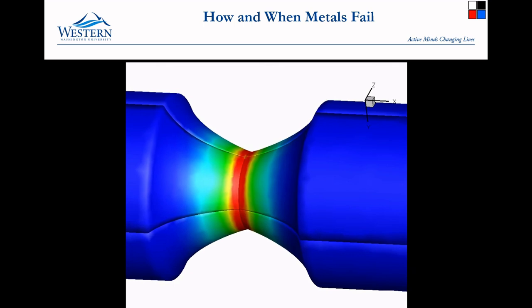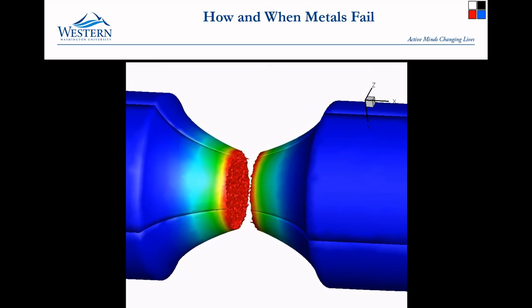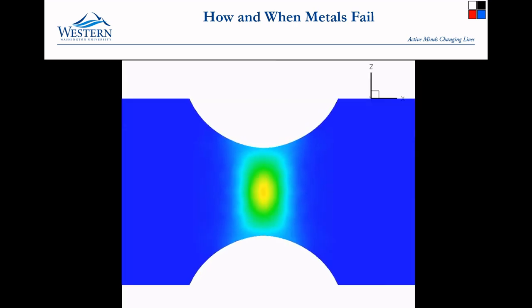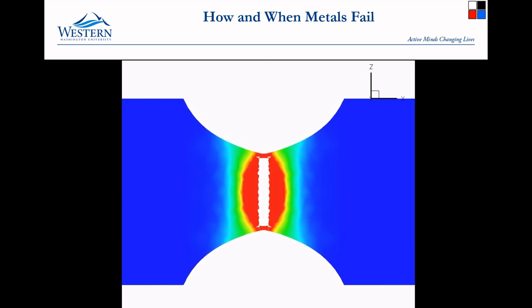One of the very useful things about computational simulations is that we are able to look inside the material to see how the failure process occurs. You can see here that failure occurs as a crack that starts at the center of the member and propagates outward.